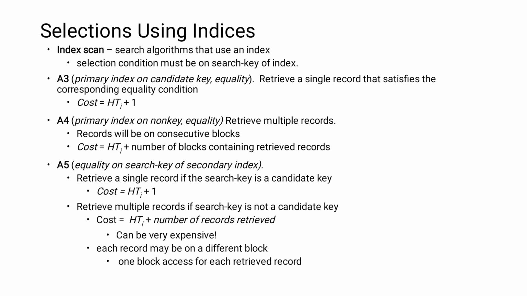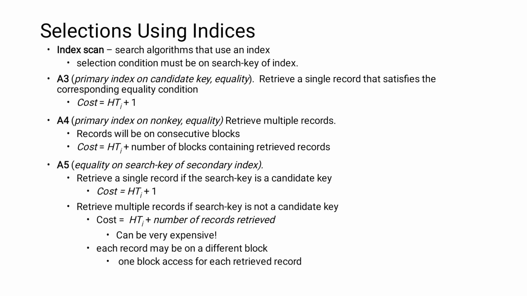And these are selections using indices. Search algorithms that use an index are referred to as index scans. Search algorithms that use an index are A3, primary index on candidate key, equality on key. For an equality comparison on a key attribute with a primary index, we can use the index to retrieve a single record that satisfies the corresponding equality condition.